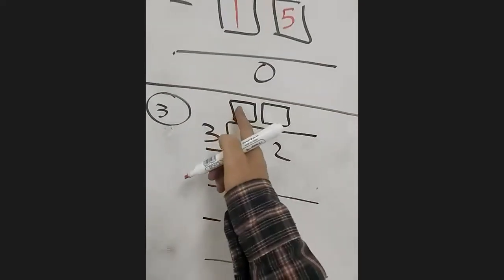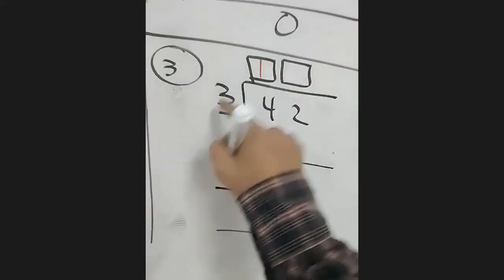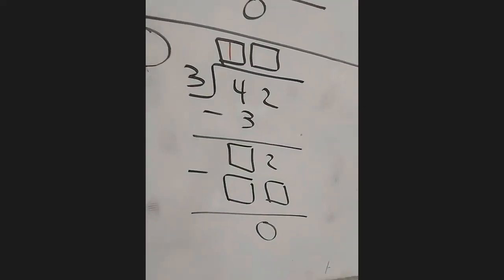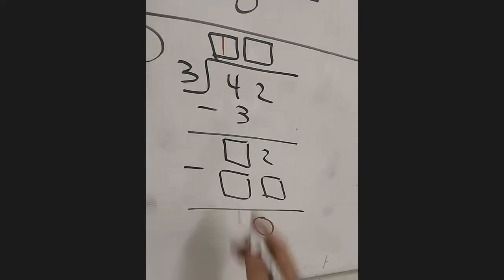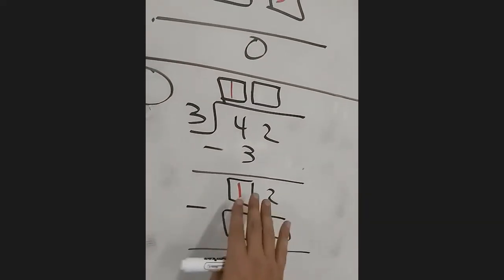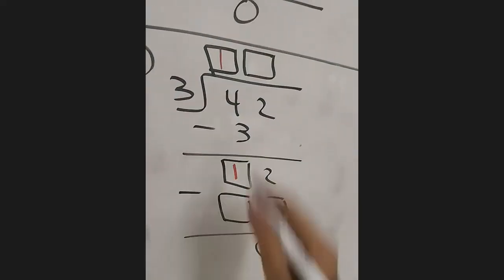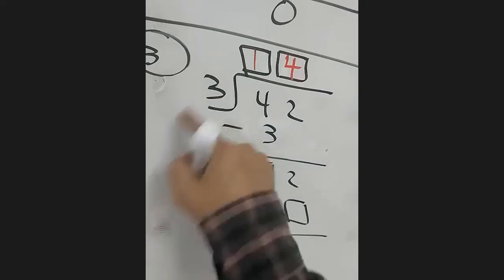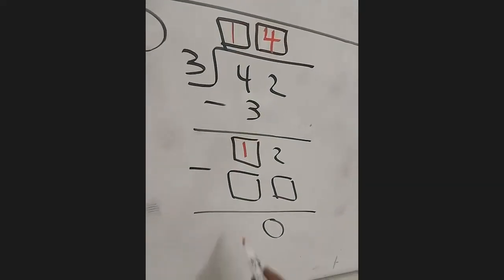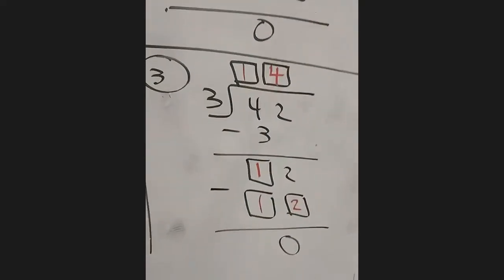Al-Walid. Yes, mister. Yalla, Walid. What do I need to put up here? 1. Now, 1 multiplied by 3 is 3, right? We will put it down. 4 minus 3 is 1. Good, dear. Now we have a 12. 12 divided by 3. What do I need to put up here? 4. Excellent. Now 4 multiplied by 3 is how much? 12. A 12 also. And if we subtract? It will be 0.